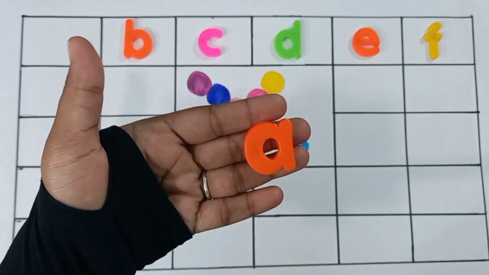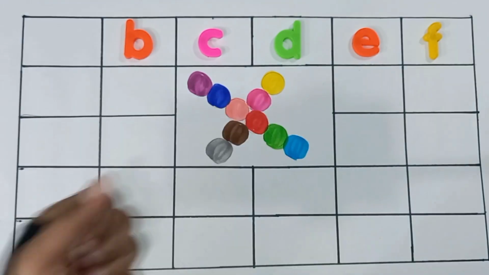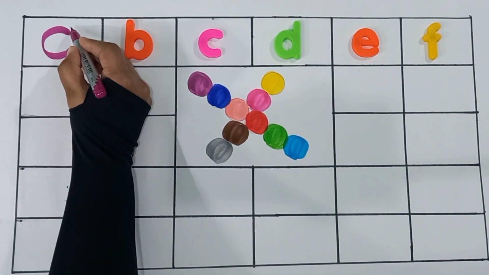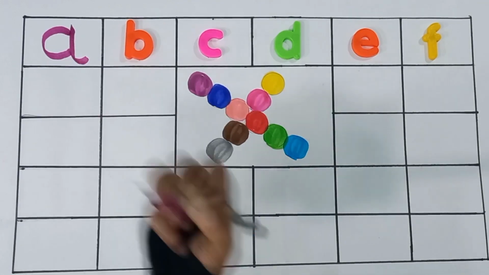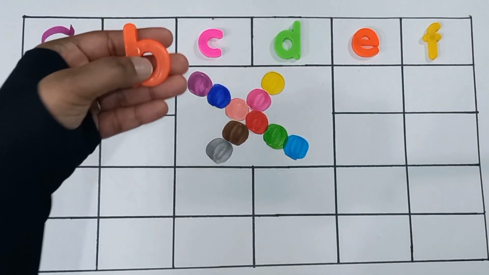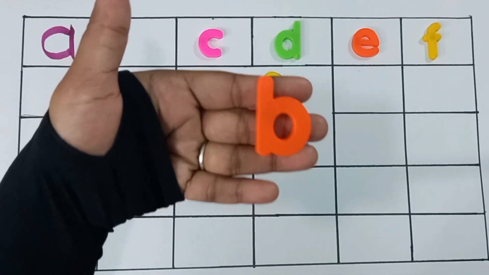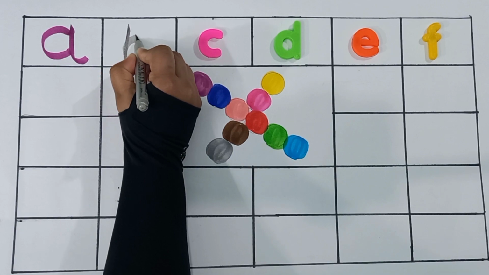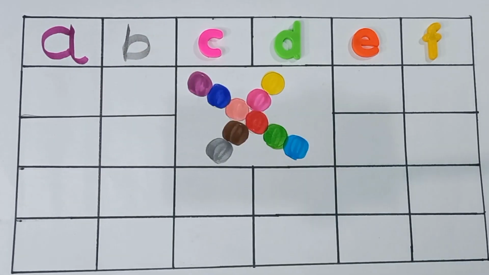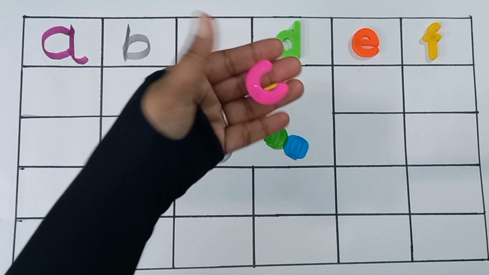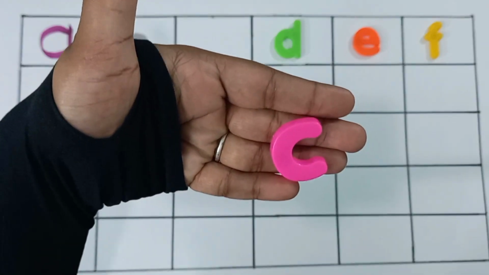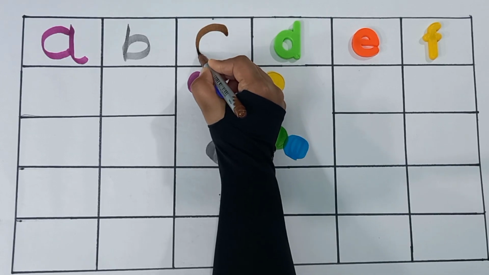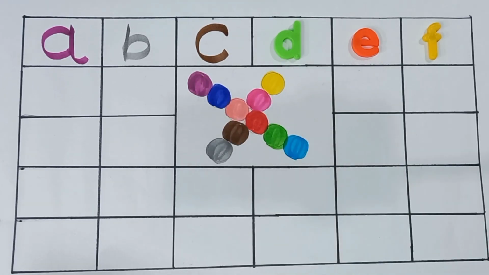Small A. A for X. Small B. B for bird. Small C. C for candle.